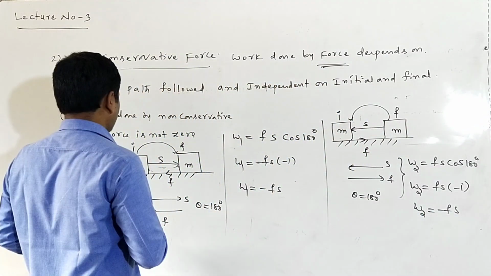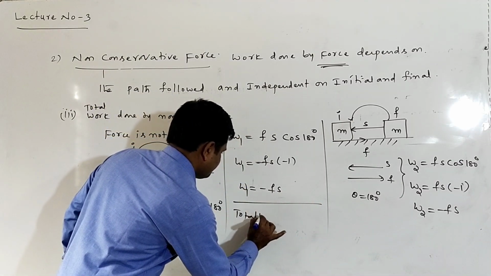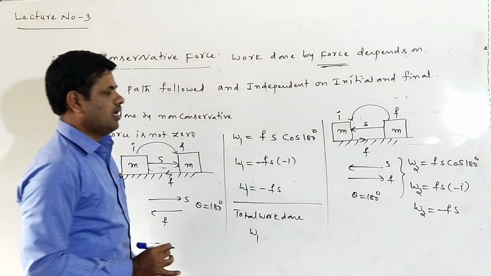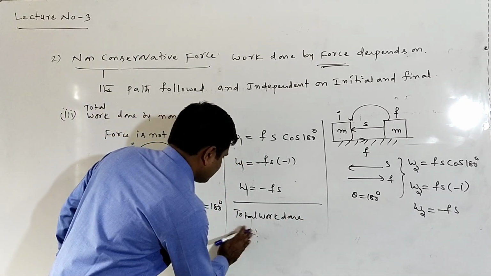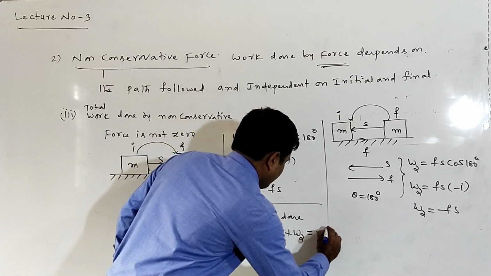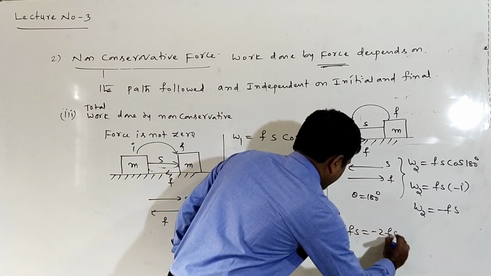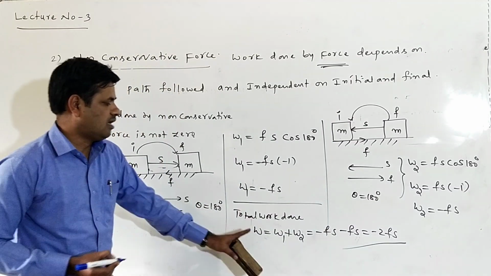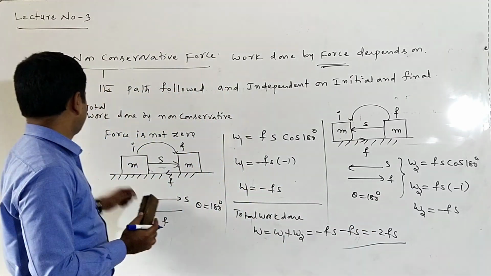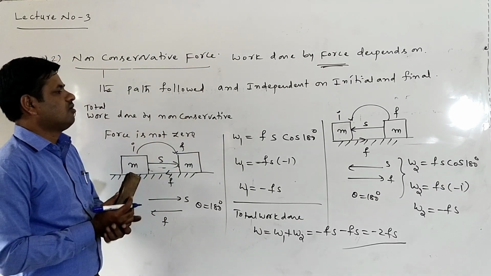Now we find the total work done. Total work done W is equal to W1 plus W2, which is equal to minus Fs minus Fs, which is minus 2Fs. It means the work done by the frictional force is negative, but it is not equal to 0. That's the reason we say that the total work done by a non-conservative force is not 0.